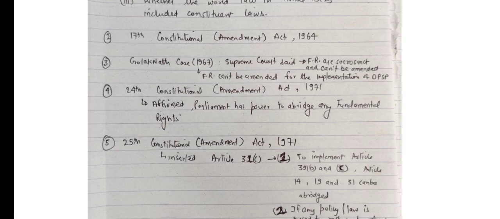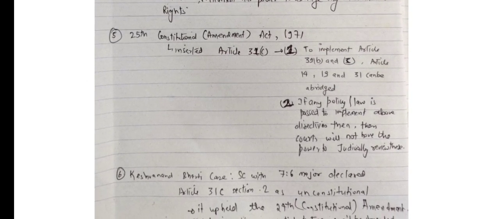So the Congress government reverted with the 24th Constitutional Amendment Act 1971 and reaffirmed its power to abridge any of the fundamental rights. Fine. And then it further came up with the 25th Constitutional Amendment Act of 1971, by which it inserted Article 31C Clause 1. Clause 1 says that to implement articles under the DPSP, 39B and 39C, if by that implementation Article 14, that is equality before law and equal protection of law, and the six freedoms given under Article 19 and Article 31, that is the right to property, are abridged, then there is no problem.